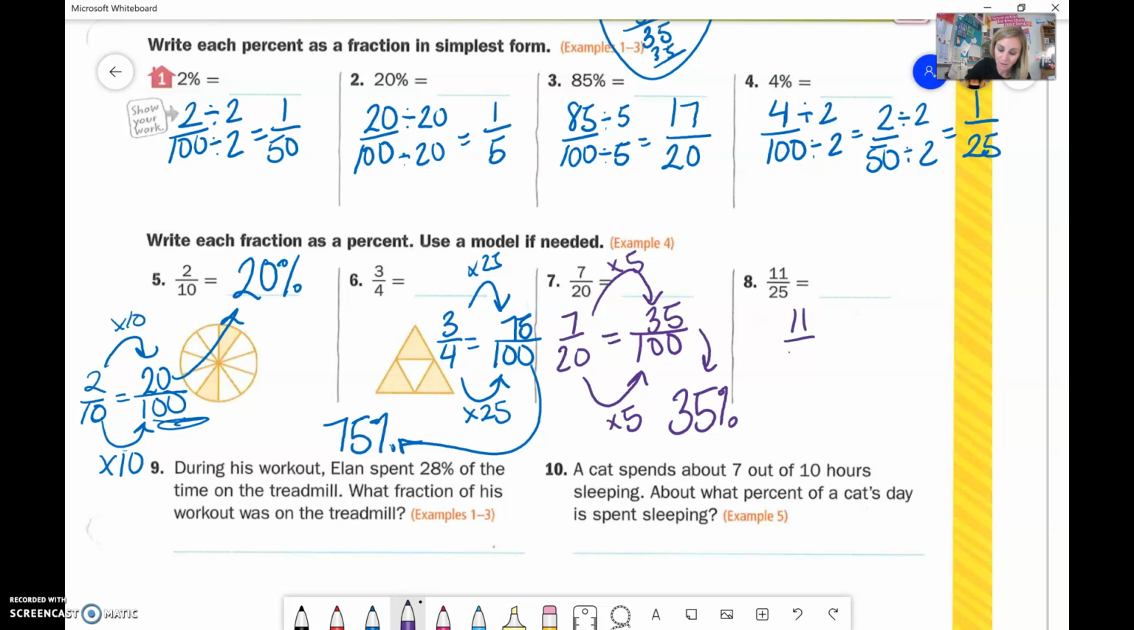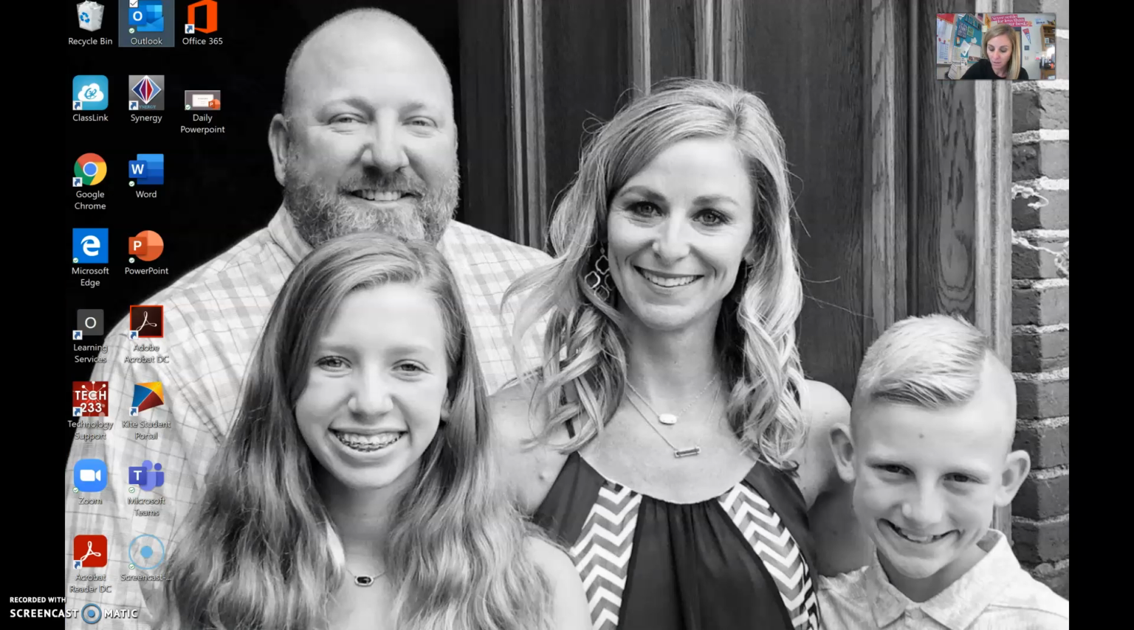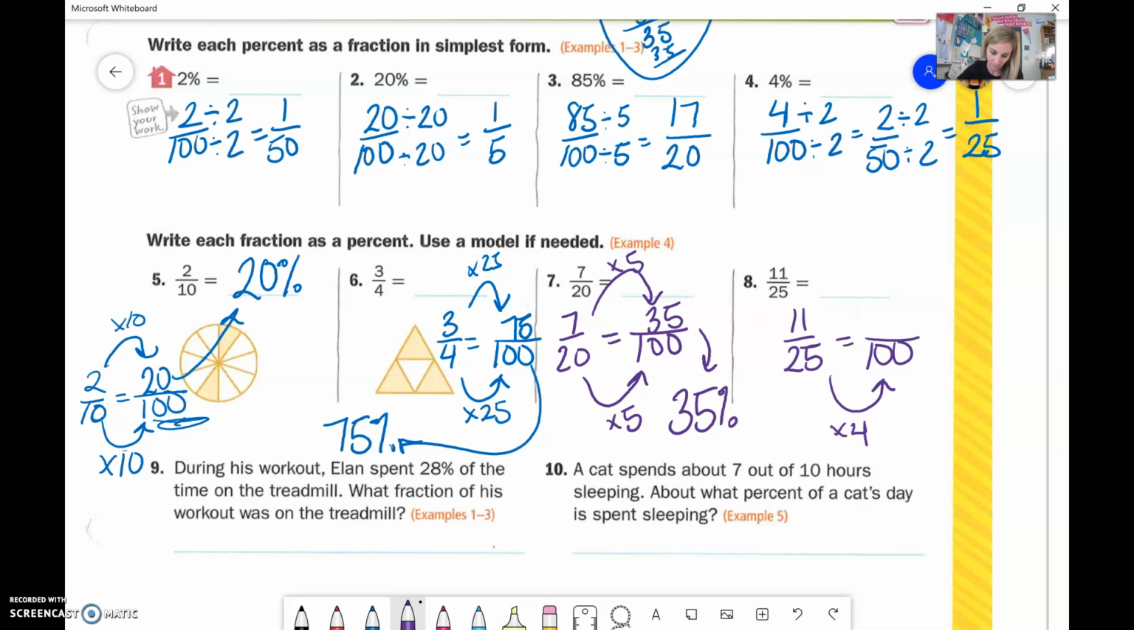The next one, 11/25. I bet we can find an easy one by going this way. 25 times 4 gives me 100. Oh my goodness. There we go. Whatever I do to the bottom, I must do to the top. 11 times 4 is 44. Percent means out of 100, therefore that one is 44%.